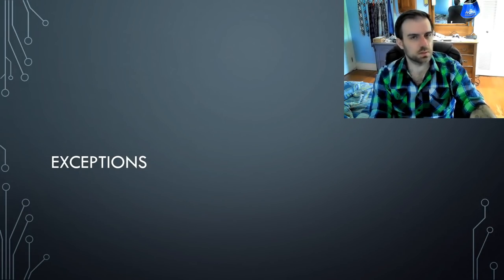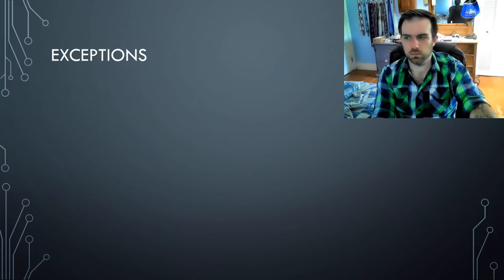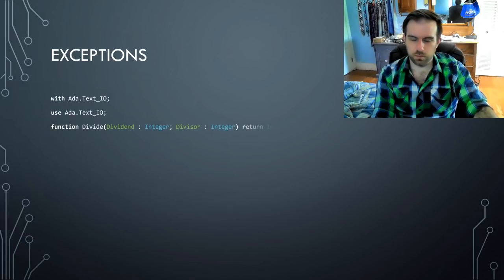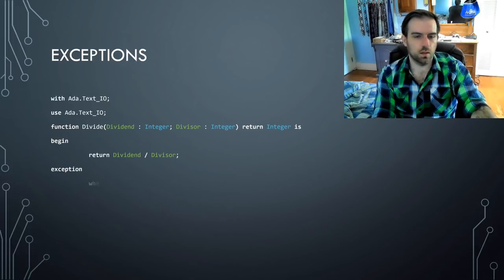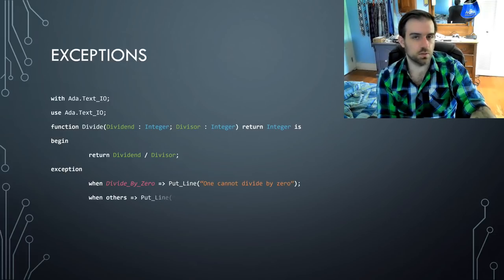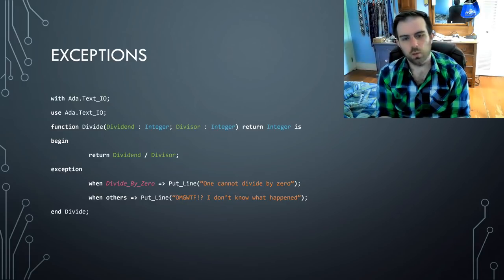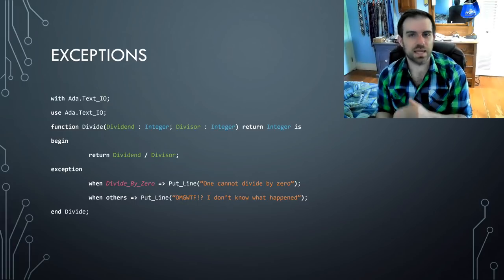And exceptions, because Ada does, and pretty much has always, had built-in support for exceptions. Classic example of one, divide by zero. You can't do it. So if we attempt to do it, the handler goes after whatever the code execution is. This makes it a little bit different from try-catch blocks, where instead of wrapping a specific portion, we just have the entire exception handling at the very end.